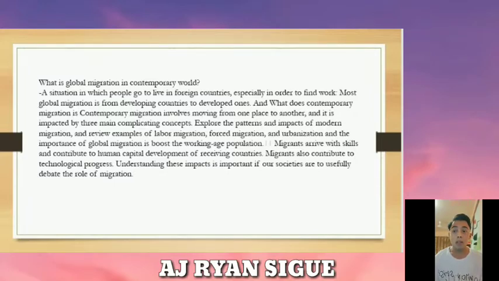And what is contemporary migration? Contemporary migration involves moving from one place to another, and it is impacted by three main complicating concepts. Number one, explore the patterns and impacts of modern migration, and review examples of labor migration, forced migration, and urbanization. The importance of global migration is that it boosts the working age population.